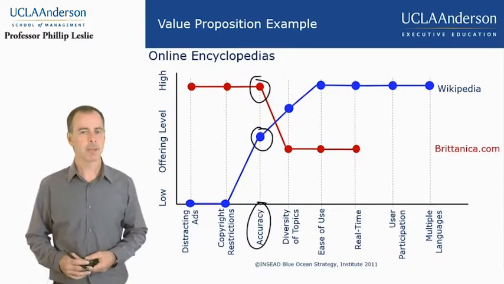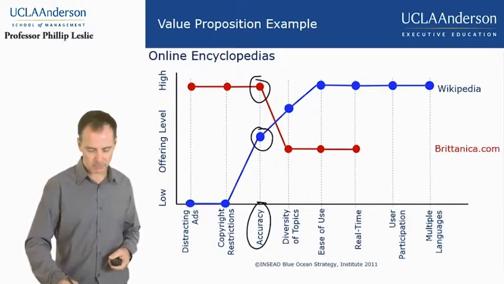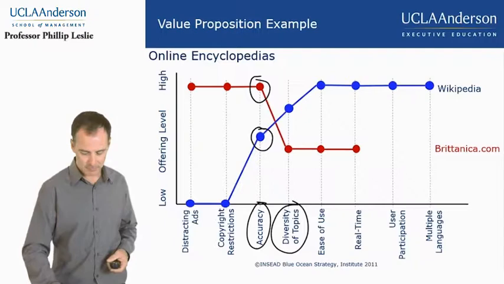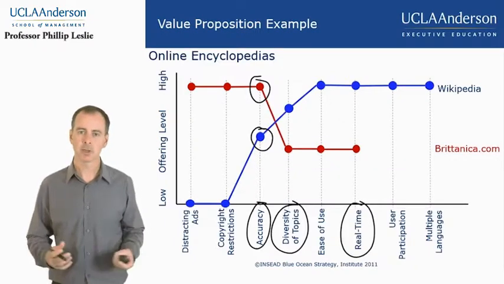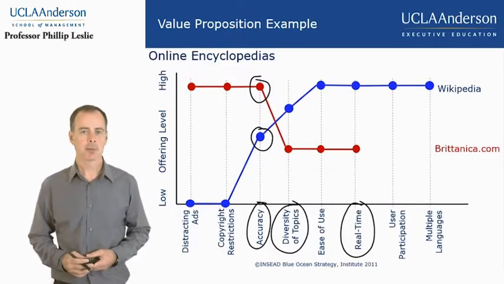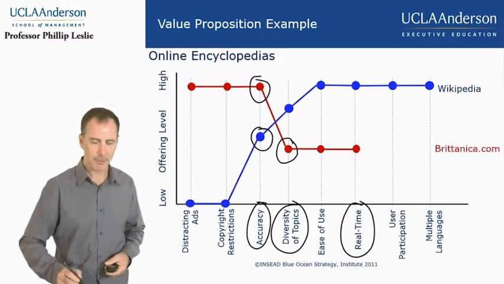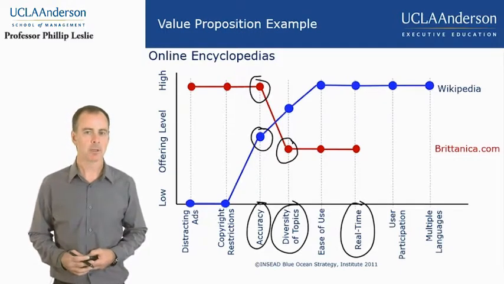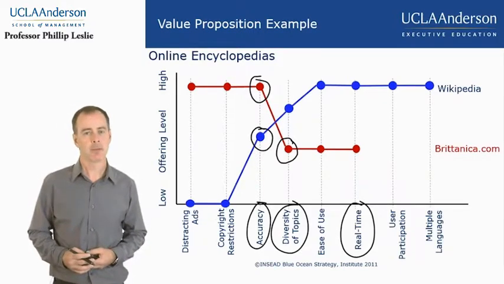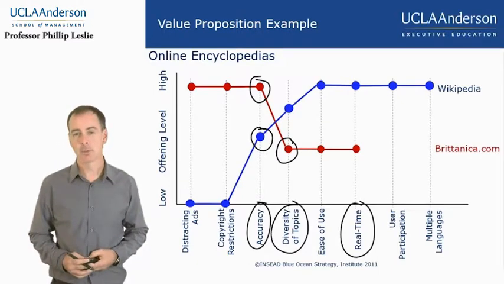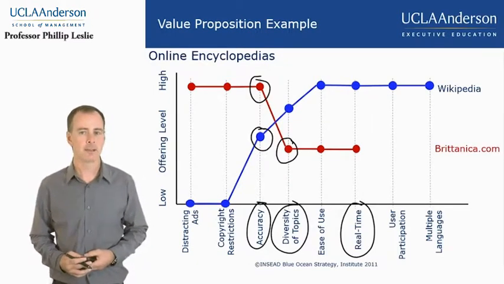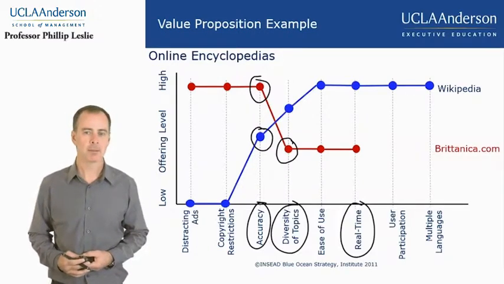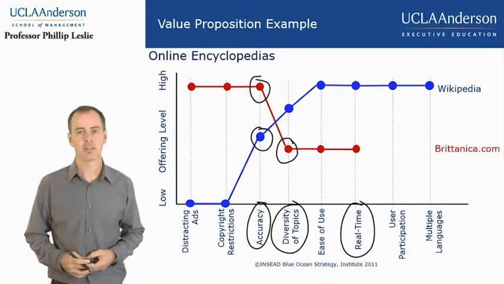However, what Wikipedia has shown us is that customers also care about other drivers of value as well. Diversity of topics, real-time access of information. Let's talk about diversity of topics for a second. Britannica has generally limited itself to topics that are of intellectual or academic interest. If you want to know about the history of Rome, for example, that's exactly the kind of topic that Britannica would always cover. But if you wanted to know about the latest iPhone and what new features are included in the latest iPhone from Apple, Britannica wouldn't have information on that.